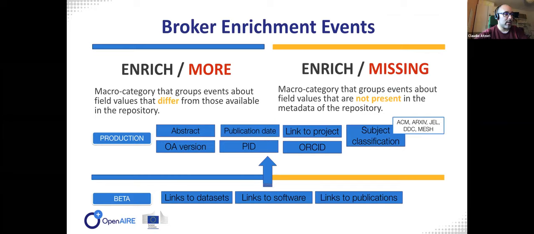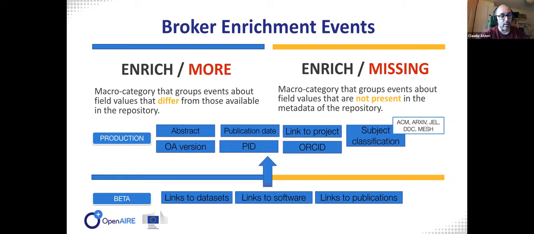Enrichment events are presented in the content provider dashboard and are modeled inside the broker as two main categories. Enrichments of more information that was recognized as already being available in a repository's collections, like here's another persistent identifier for this publication, or missing information: this publication did not have any persistent ID, so here is a DOI.